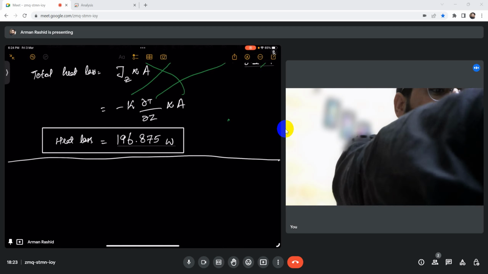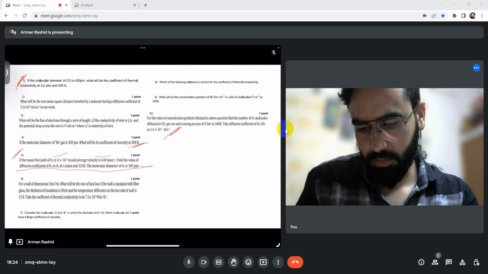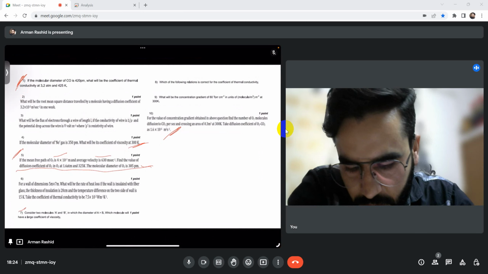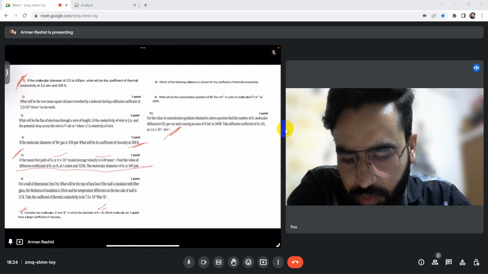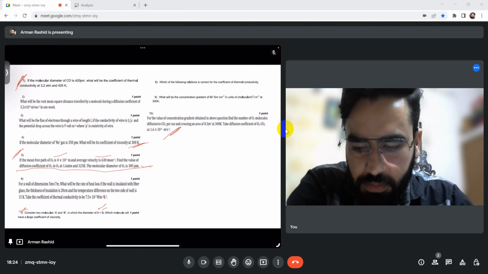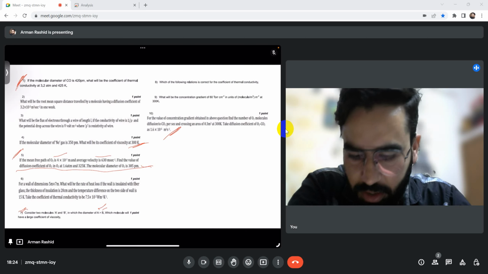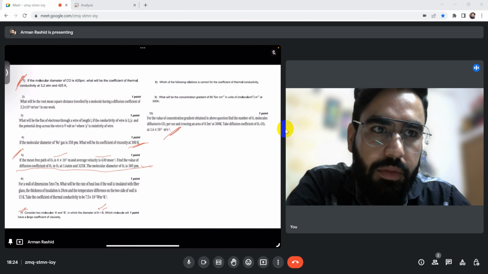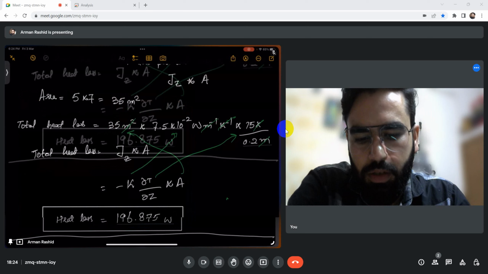Okay, the next question is regarding this: consider two molecules A and B in which the diameter of A is greater than the diameter of B. Which molecule will have the larger coefficient of viscosity? I have already shown you the equation which relates the coefficient of viscosity with the molecular diameter. We simply use that, and from that we'll calculate.